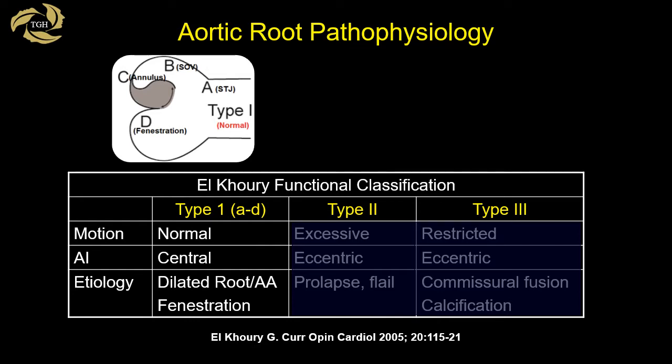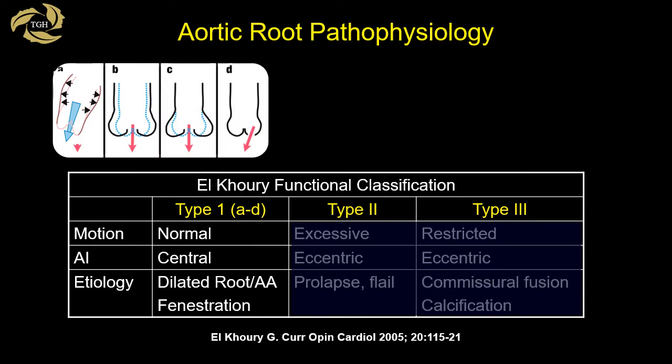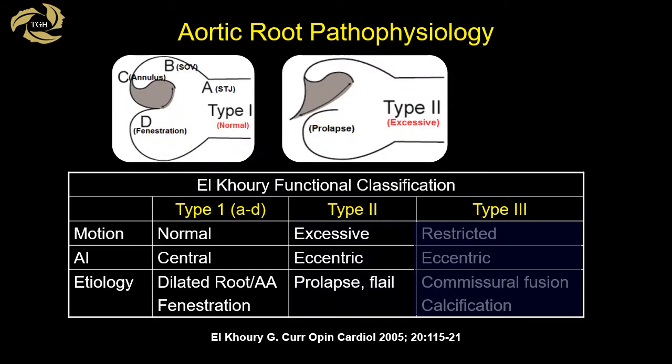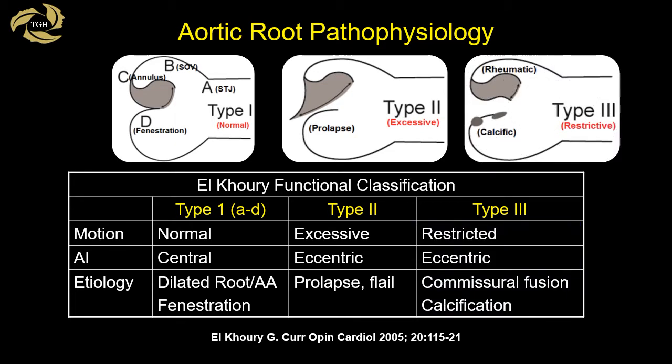Type 1 includes normal cusp mobility with central aortic insufficiency and consists of 4 subtypes related to root or ascending aortic dilatation or cusp fenestration. Type 2 includes excessive cusp mobility with eccentric AI, usually as a result of cusp prolapse or flail. Type 3 includes restricted cusp mobility with eccentric AI from commissural fusion or calcification.